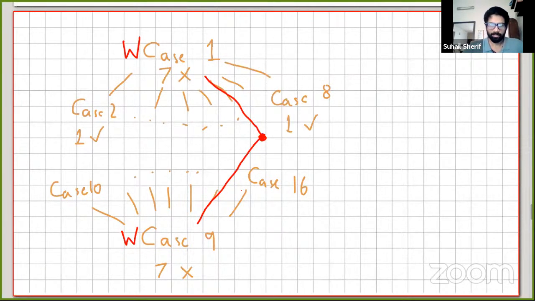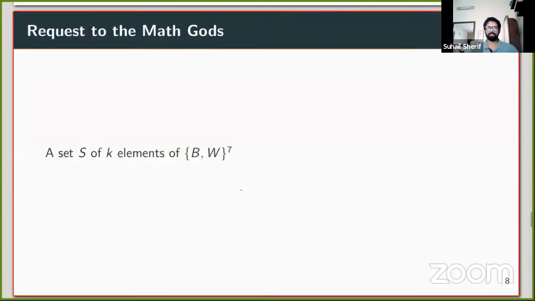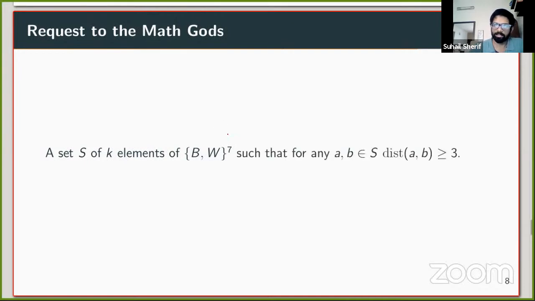So yeah, now we know what we want. We want all these wrong cases. So let's just make a query to the math gods. Dear math gods, can you please give us a set of wrong cases? Each wrong case is going to be some element of BW to the 7. And we want it to be such that if I take any 2 wrong cases, wrong case A and wrong case B, the distance from A to B should be larger than 2. It should be at least 3.